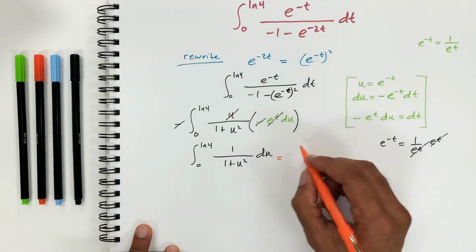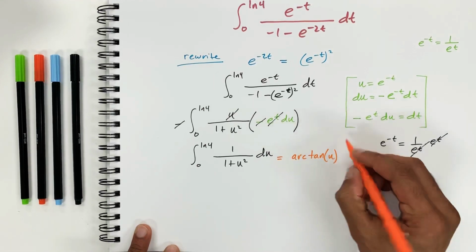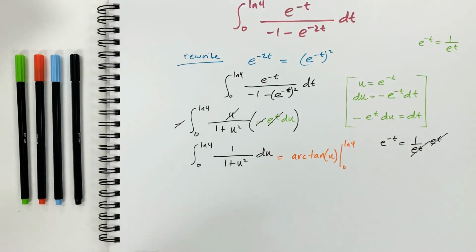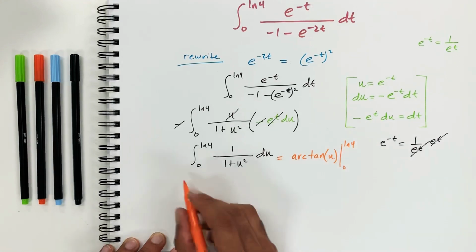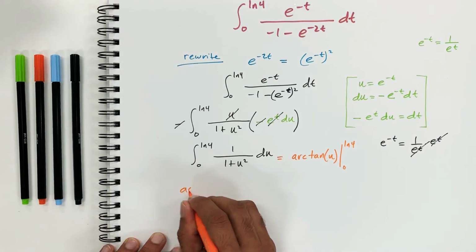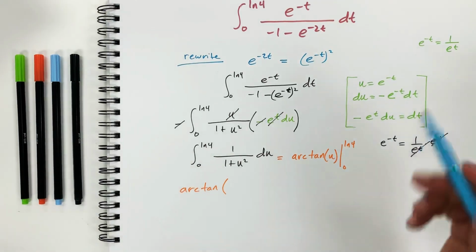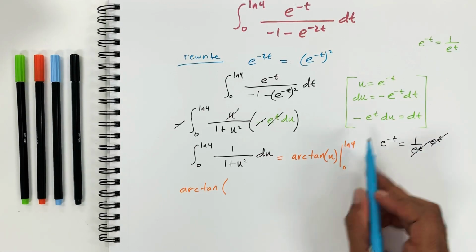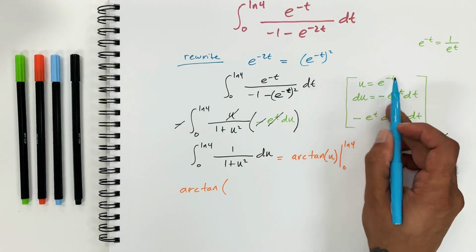This is arctangent of u, and we still have to evaluate that from 0 to ln of 4. So evaluating it, we're going to do final minus initial. So arctangent, and this is very important: we have to plug into the t value. We plug this ln of 4 into the t value because we did a u substitution, where u is equal to e to the negative t.